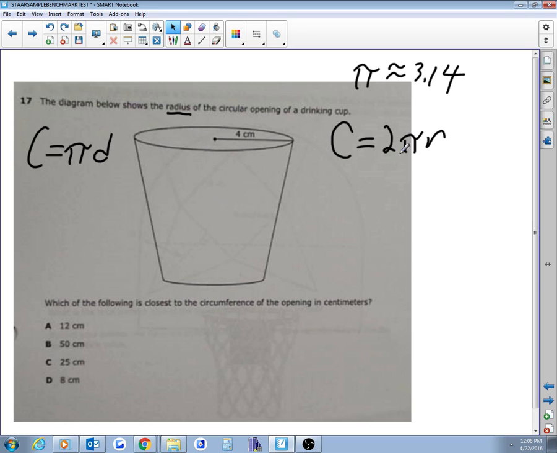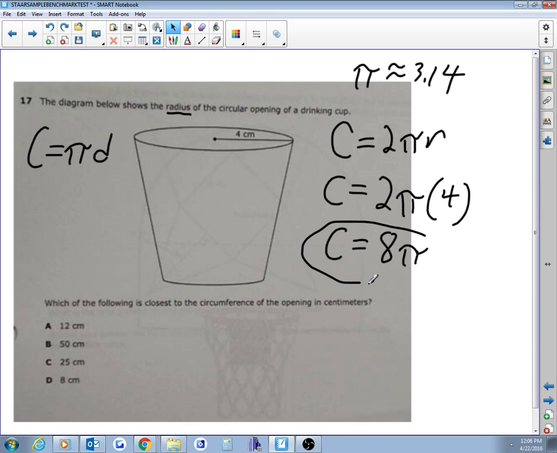With multiplication, it does not matter which order you do it in. We could do 2 times the radius times pi, or 2 times pi, then times the radius. We're going to substitute our r, which is 4. So we've got 2 times pi times 4. Since pi is 3.14, let's go ahead and multiply the whole numbers together first. 2 times 4 is 8. Circumference equals 8 pi. Now that very well could be an answer. That is actually the best answer, 8 pi. But it's not there. So we're going to have to do 8 times 3.14.